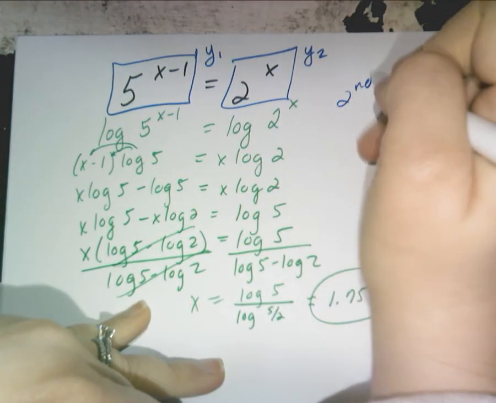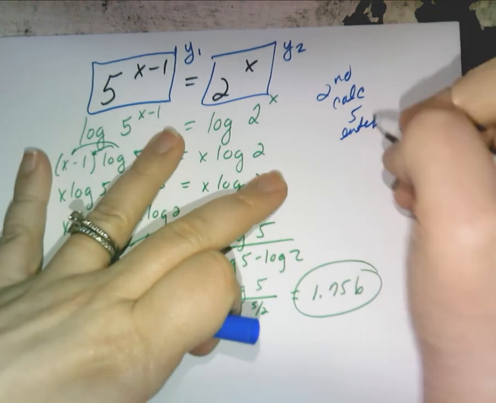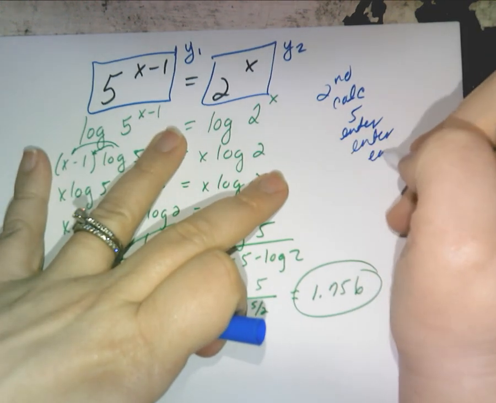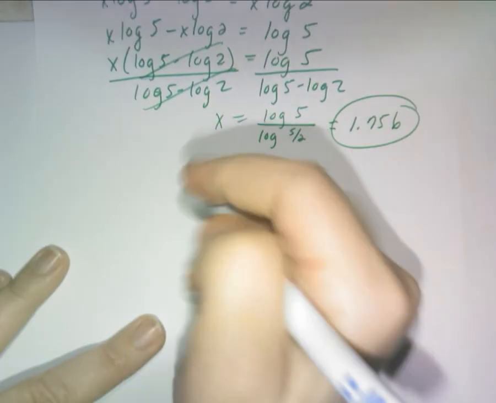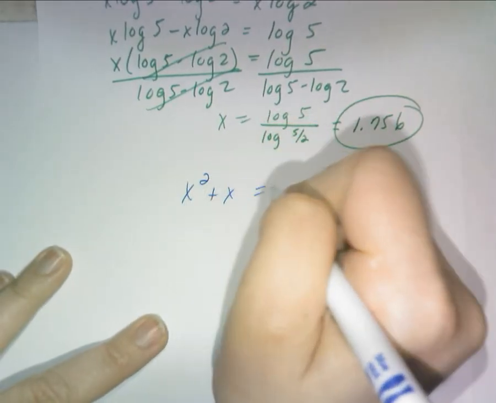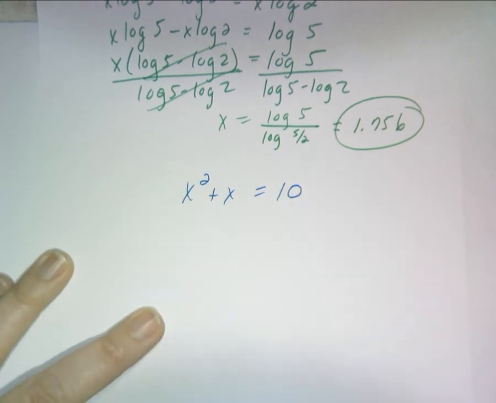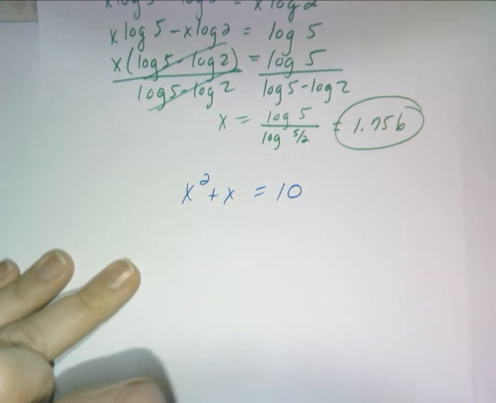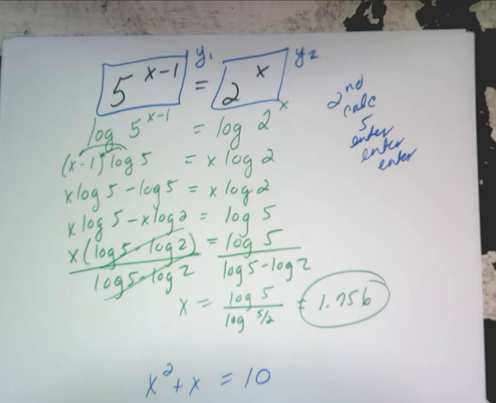Do you know that you could be doing this for every equation that you ever have given? Like if I gave you x squared plus x equals, I don't know, 10. You put that into Y1, put that into Y2, second calc 5, enter, enter, enter. FYI, it's allowed all the time. But isn't that cool? You can do that every time.